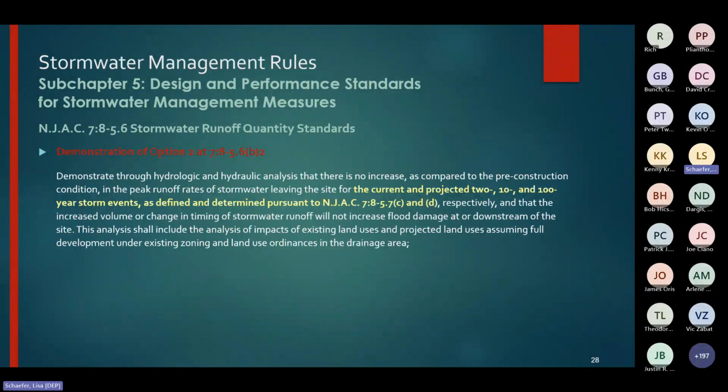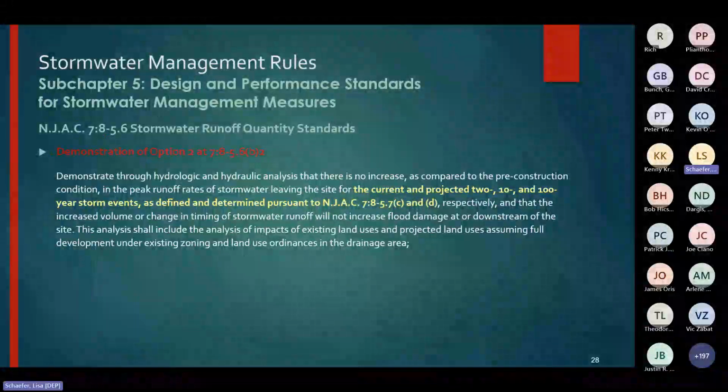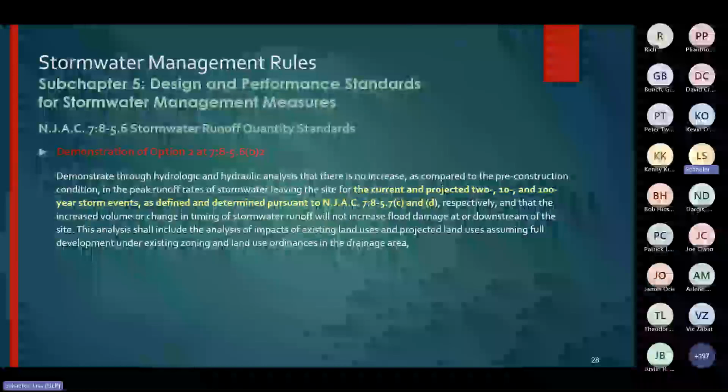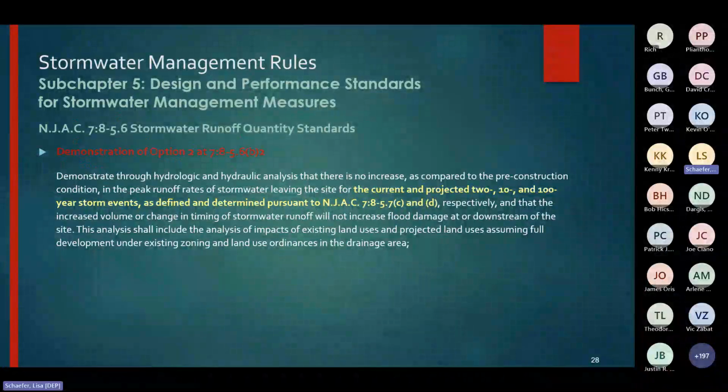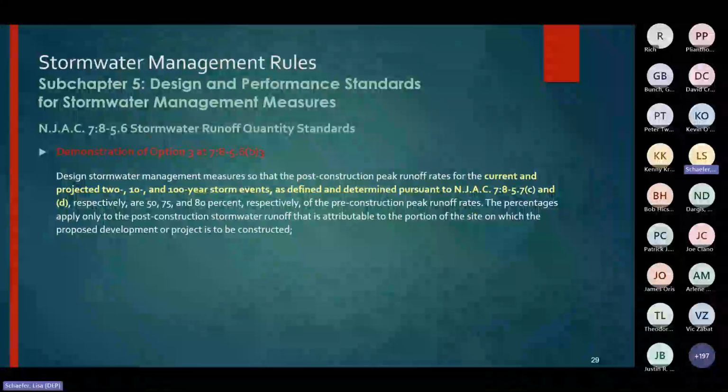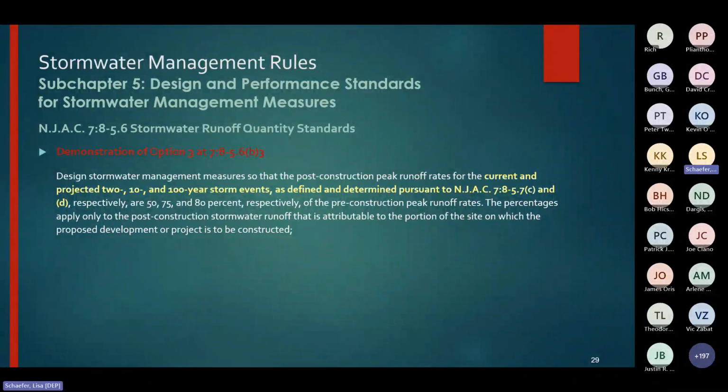This is the rule text for the second option to demonstrate compliance with the stormwater runoff quantity standards. As on the previous slide, the bold or yellow text is the portion of the rule that has been amended in the rule adoption. And this is the rule text for the third option to demonstrate compliance with the stormwater runoff quantity standards. Once more, the bold or yellow text is what has been changed in the rule adoption.